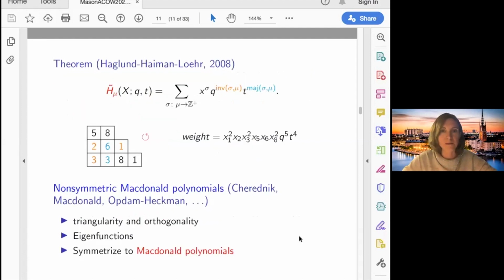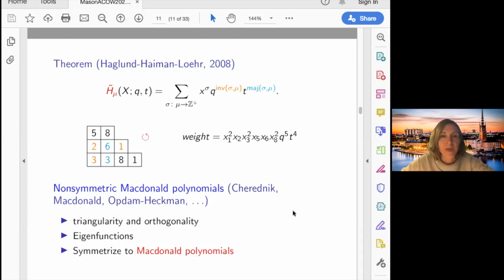Okay, so in 2008, Haglund, Haiman, and Loehr introduced a combinatorial formula for Macdonald polynomials, and I'm not going to go through the definition of it, but what you should notice is that the inv is in some sense telling you some things about columns and some orders on the entries.